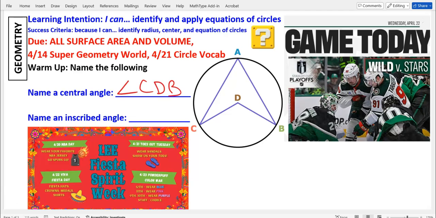Now, an inscribed angle... sorry, CDB is in the center, a central angle, CDB. Inscribed is on the inside, on the edge. How many inscribed angles do you see here? Okay, angle A is one, C and B. If you name an angle, you have to have three letters. So if I were to use angle A, it would actually be C to the A to the B, CAB.